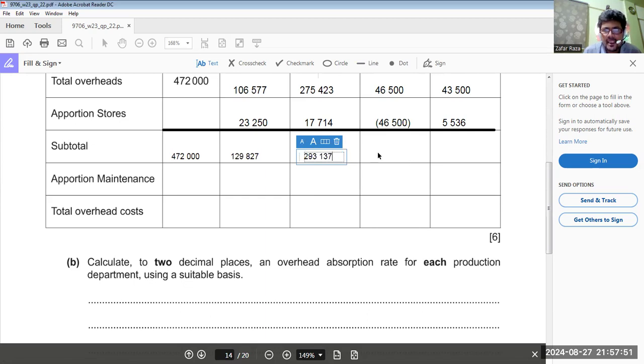Okay. Here it is 0. In accounting, we always write 0 like this. And here, 43,500 plus 5,536 means 49,036. Okay. Now we have to apportion maintenance.